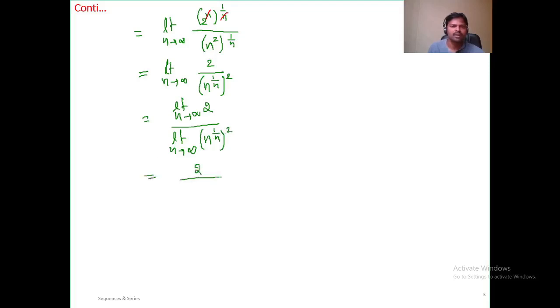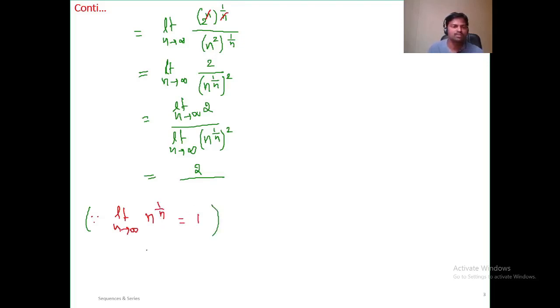But look at the denominator, limit n tends to infinity. What is n power 1 by n value? I already did this. Since limit n tends to infinity, n to the power of 1 upon n, this problem I already did in sequences. I got the answer 1. Check once. So by using this result, how to prove this?